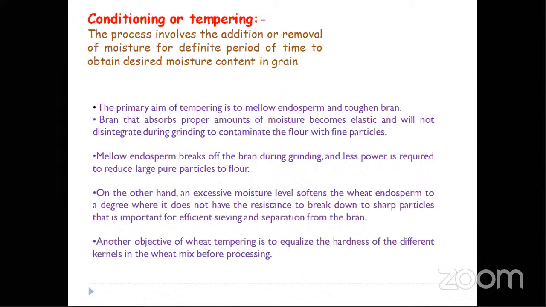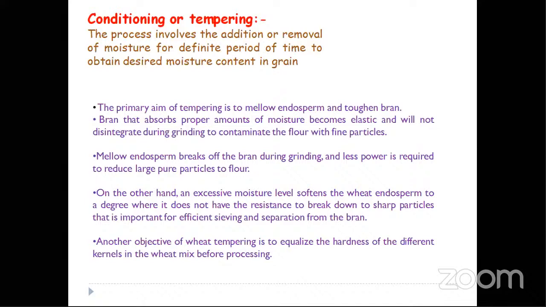So now this conditioning and tempering. These two processes indicate that some amount of water or moisture may be added to the grains, or it may be removed also. Removal is very less practiced. It is usually added. So what is the aim of this conditioning or tempering? It helps in mellowing down the endosperm and it helps in toughening the bran. Because if the bran is not tough, then during the break rolls, this bran will be converted into pieces and it will contaminate the wheat flour, which is not desired.